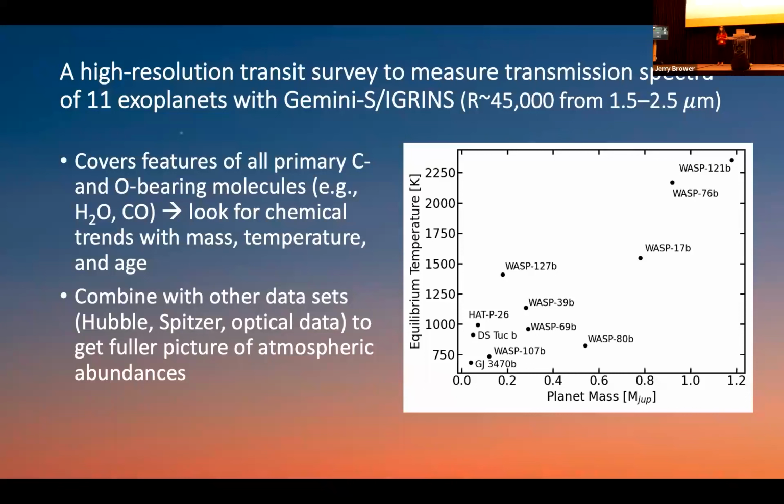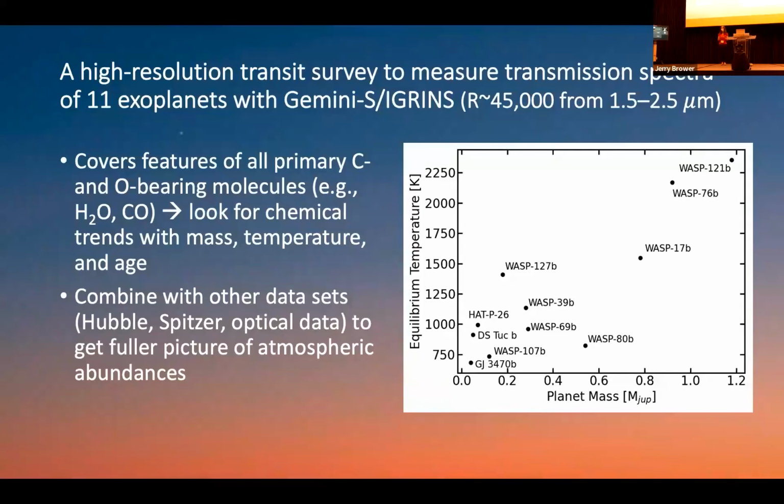I'm currently leading a survey to measure the transmission spectra of 11 different exoplanets with iGrins, with the idea being in this survey that we're looking at planets, I've plotted them all here, with a wide range of different parameters like mass, temperature, and age. We're going to measure precisely the abundances of all of the major carbon and oxygen-bearing molecules in these planets' atmospheres, and measure the C/O ratios for all these planets, and then be able to look at how that ratio depends on some of these key planetary parameters.